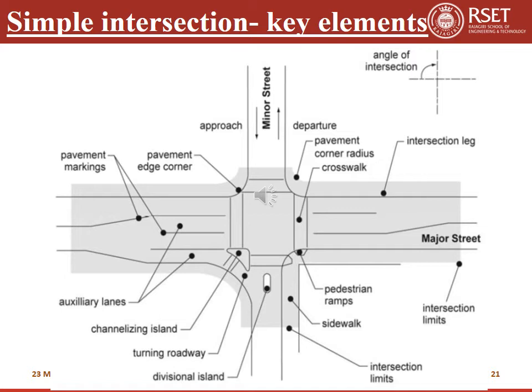Pavement markings. Pavement edge corner, it does not have a sharp edge. Then you can see channelizing islands, pedestrian ramp, sidewalks, crosswalk, etc. are present. This also has 4 intersecting legs.